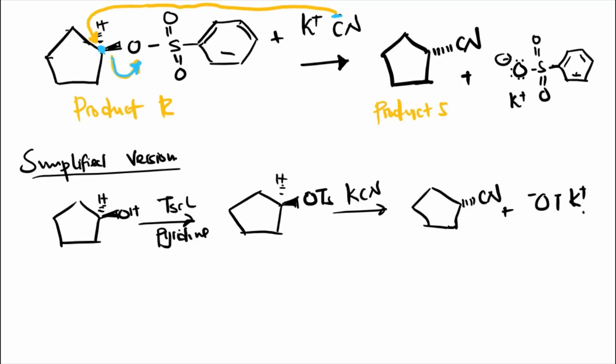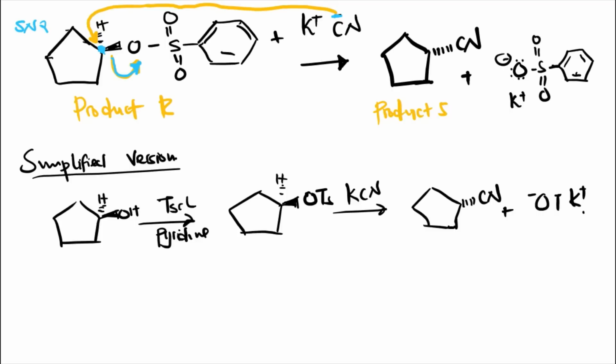Because this group was in front, and this is an SN2 reaction, the cyanide that is going to form here will be behind the compound. So this is how product S is formed. So that's how that reaction mechanism takes place.